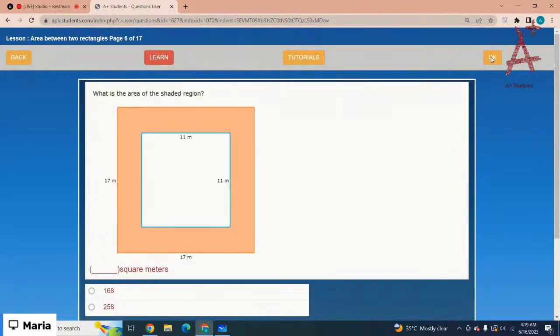What is the area of the shaded region? So which is the correct option? You can solve and let me know the answer. So you have to do 11 times 11, that would be 121, and 17 times 17, that would be 289. When you subtract them, it would be 168.